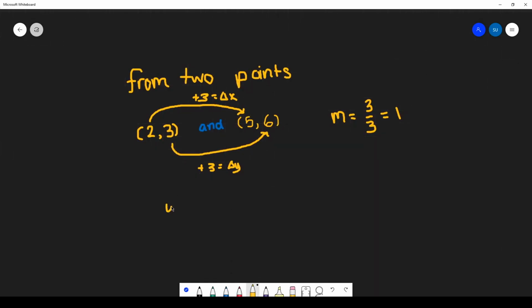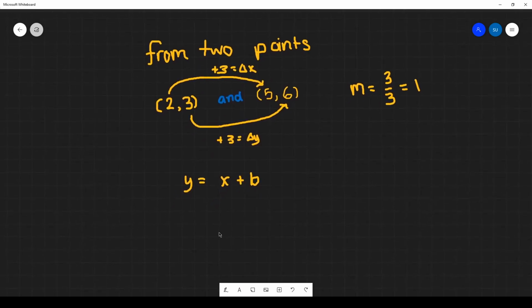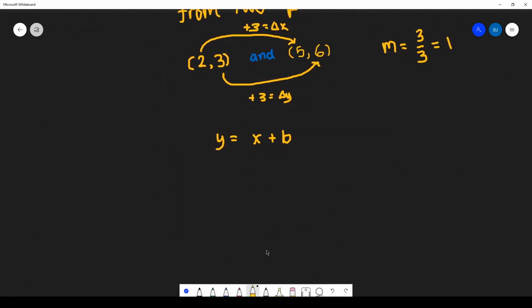So y equals 1x, so we can just write x, since there's always that invisible 1, and the slope is 1, x plus b. And now we can use either of these points and plug them back into the equation we just formed to find that b. So let's do just that.